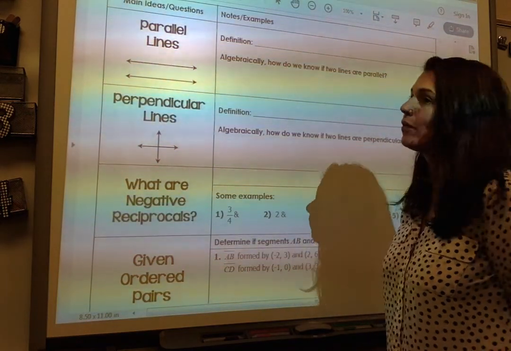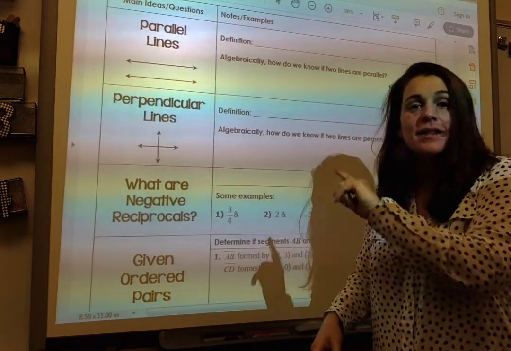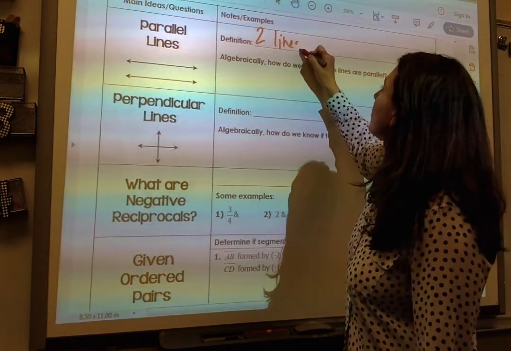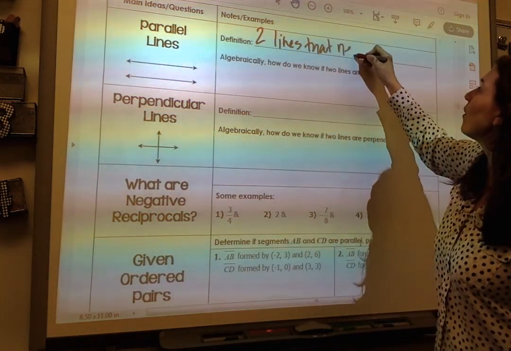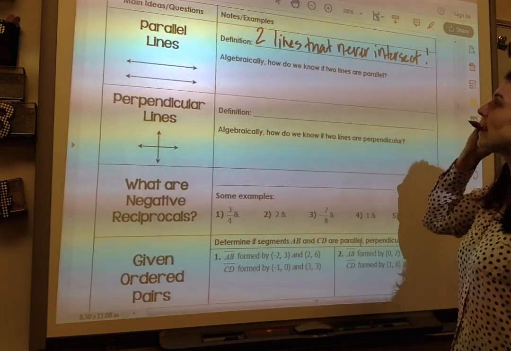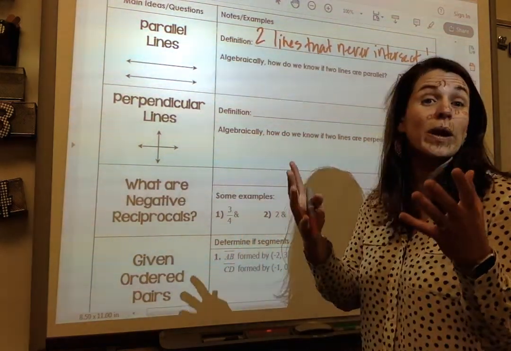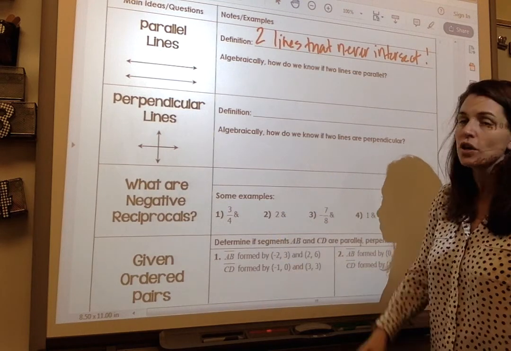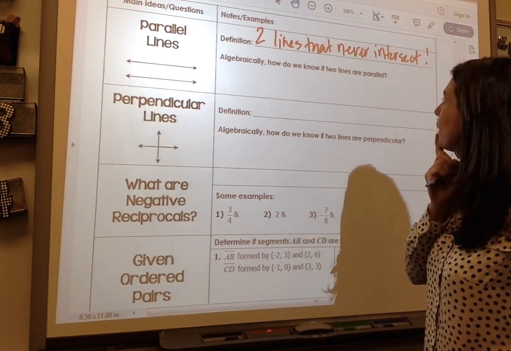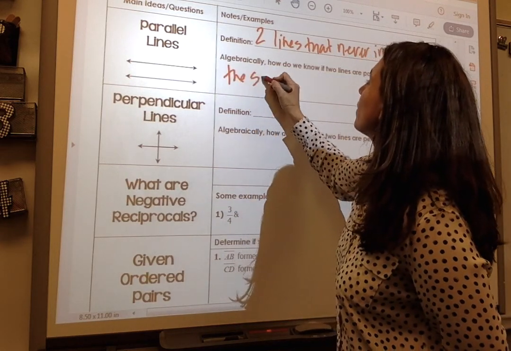All right, so parallel lines. Well, what do we know about parallel lines? We know parallel lines are two lines that never intersect. So the definition is two lines that never intersect. Now, algebraically just means when we talk equations or numbers. So algebraically, we know lines are parallel if they have the same slope.